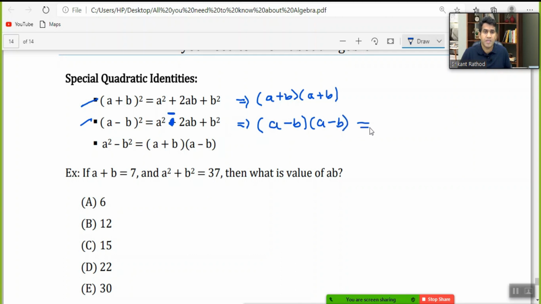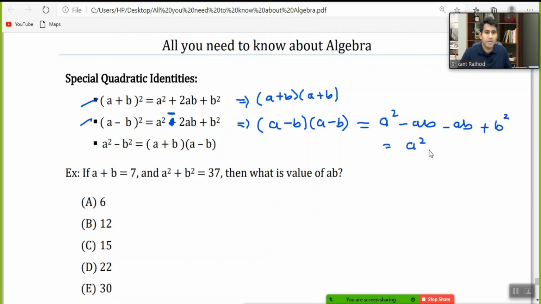By distributing, I can derive it: a times a is going to be a square, a times b is going to be minus ab, minus b times a is again minus ab, minus times minus is going to be plus, b times b is going to be b square. So that's how we write it: a square minus ab minus ab, which I can write as minus 2ab, plus b square.